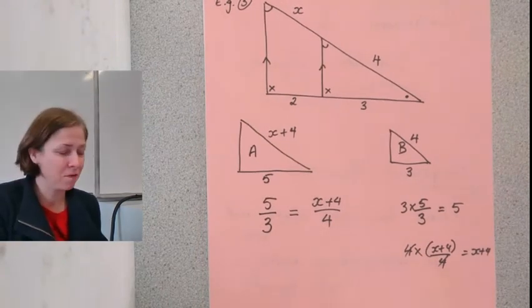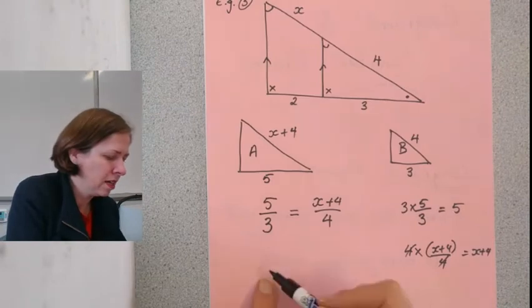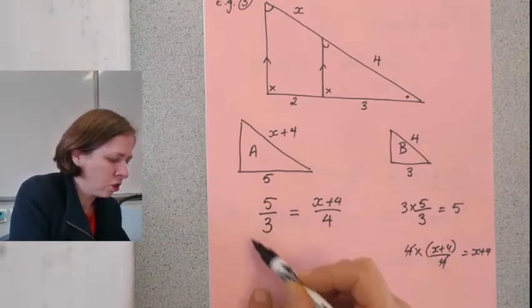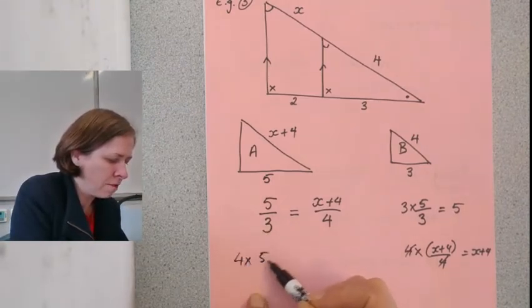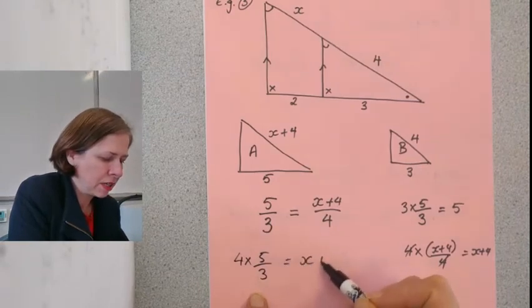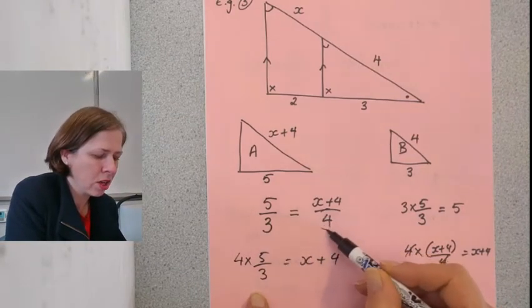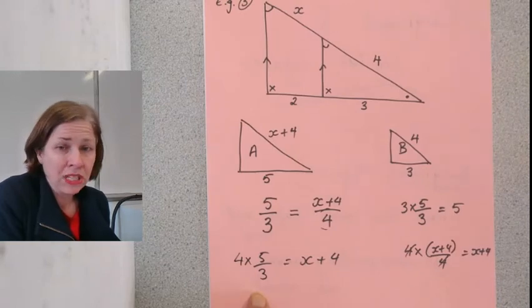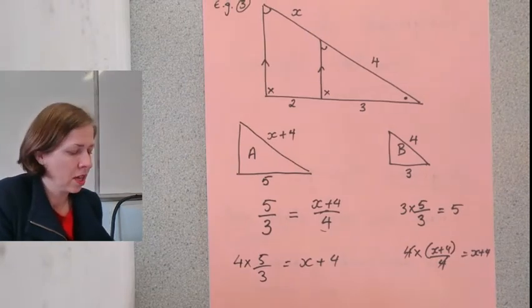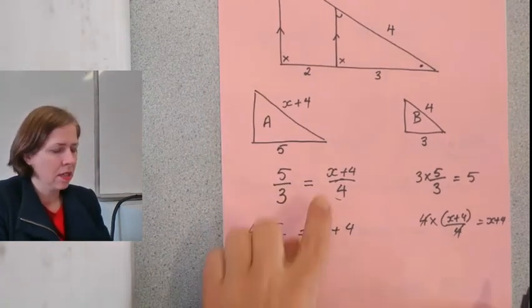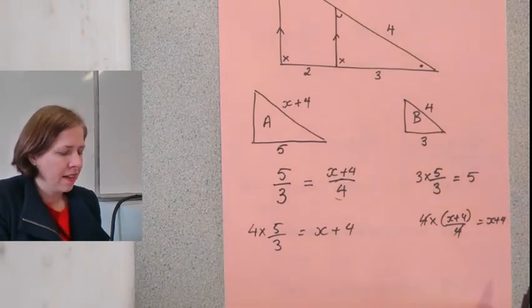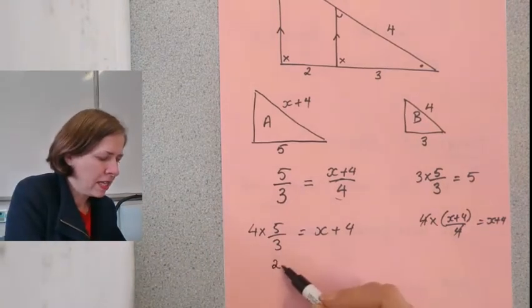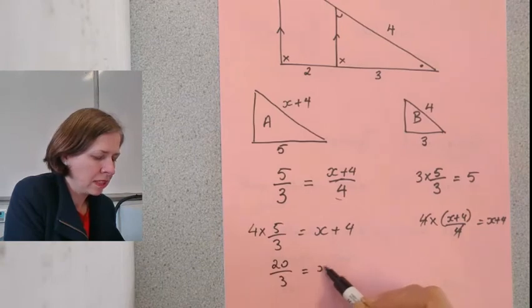Looks like I'm going to have some fractions, which is not my favourite thing, but I can deal. So let's solve this. I'm going to have 4 times 5/3 equals x plus 4 because I multiplied both sides by 4 in order to eliminate that denominator. I don't like denominators underneath my unknown. Let's work that out. That's 20 over 3 equals x plus 4.